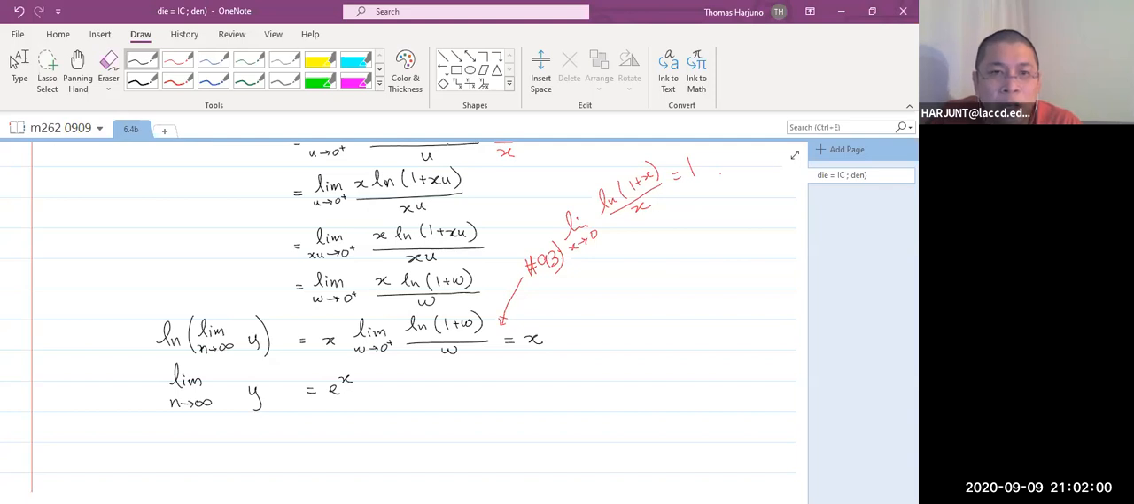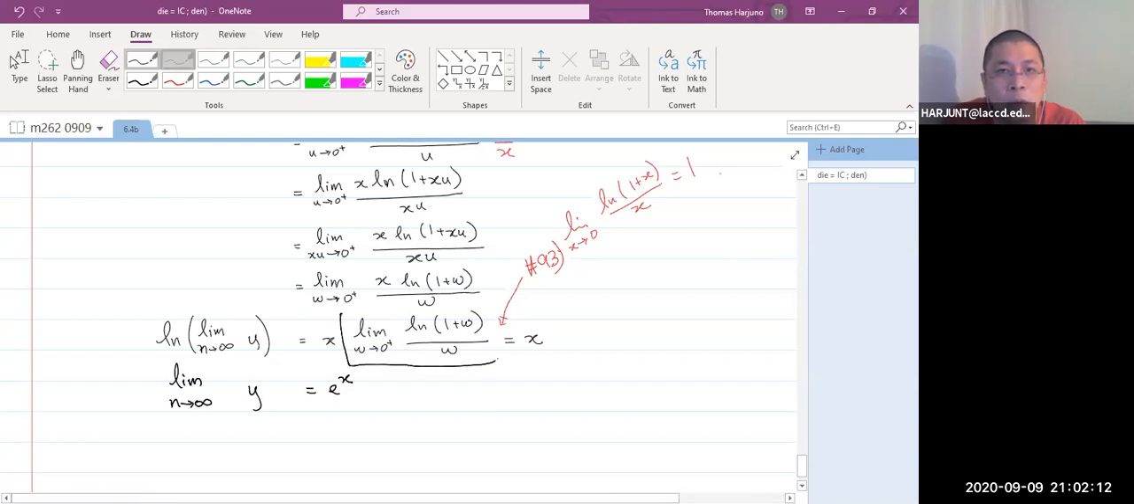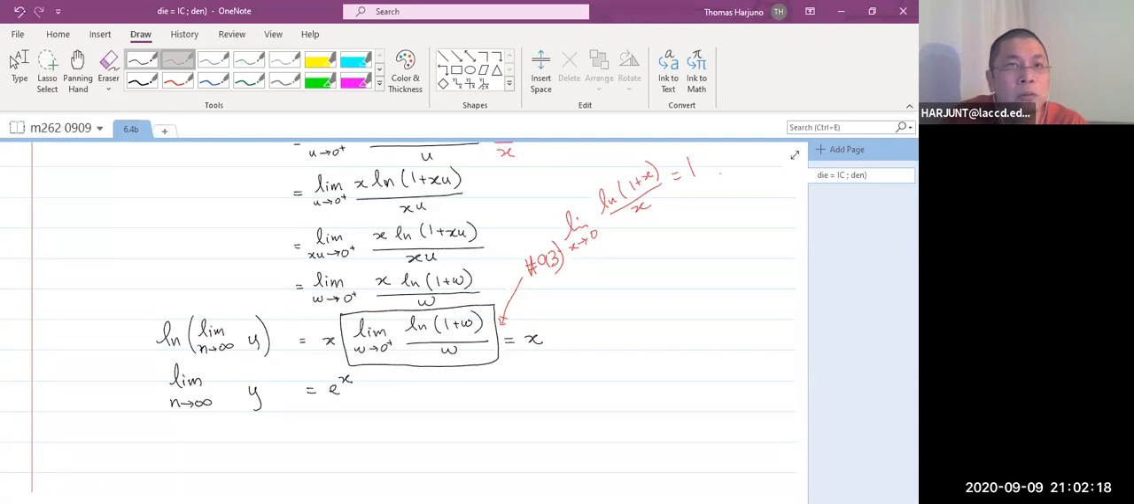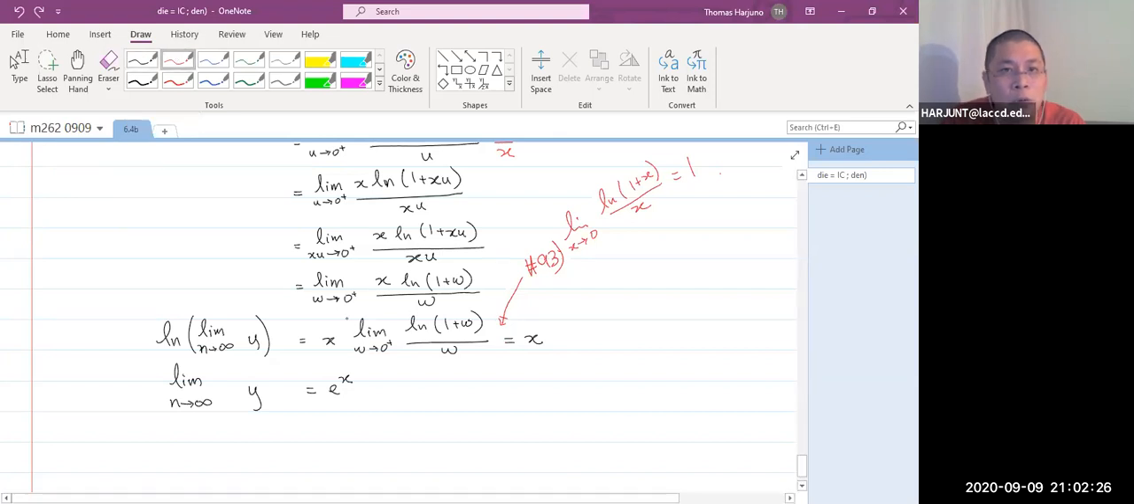Why did you set it equal to x? No, I don't set it equal to x. I'm saying that from number 93, we know this is equal to 1 times x. That's equal to x. I didn't set it to x. I'm saying that this is equal to 1 from number 93.